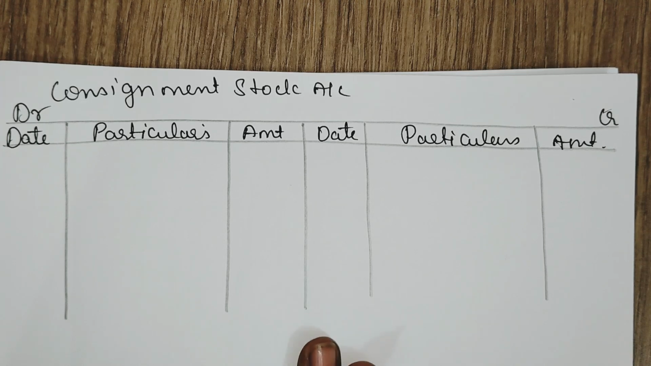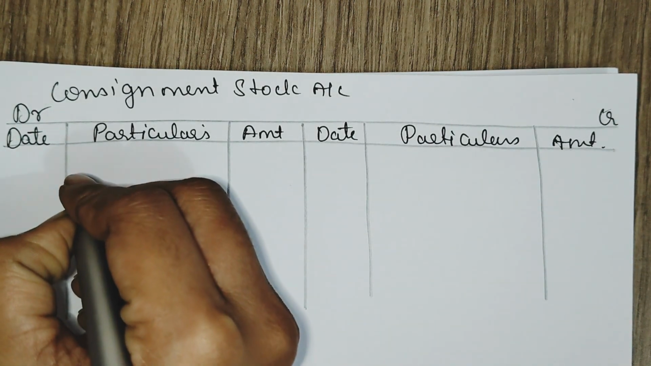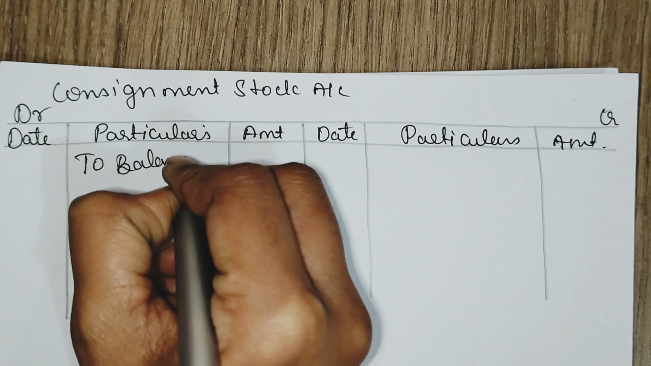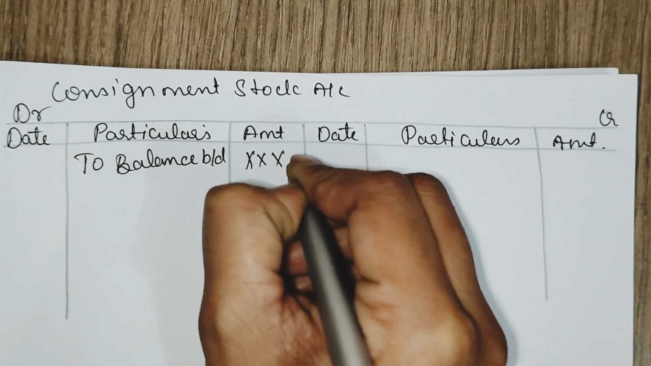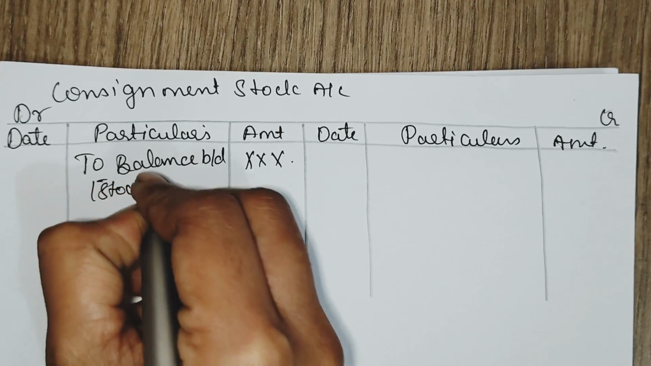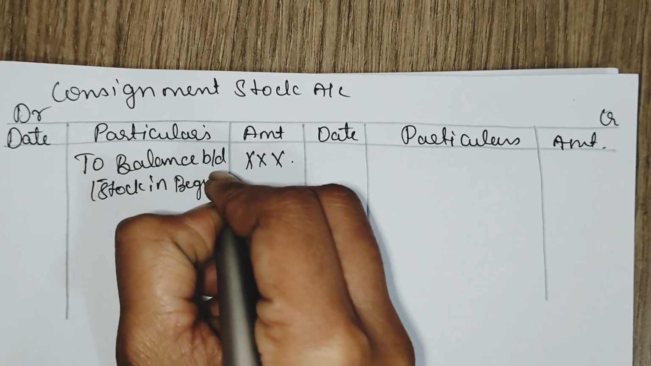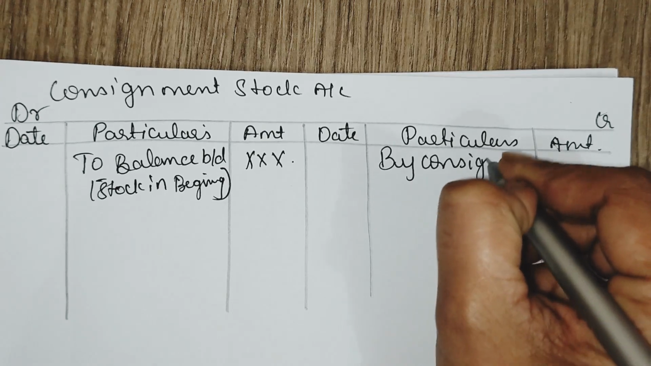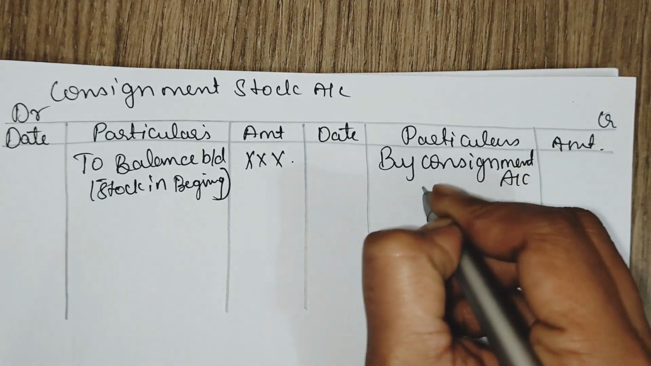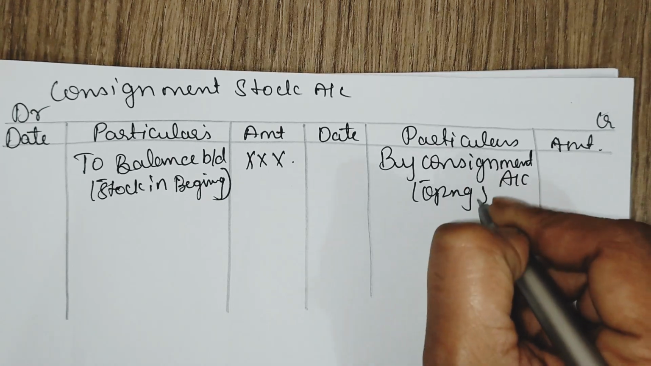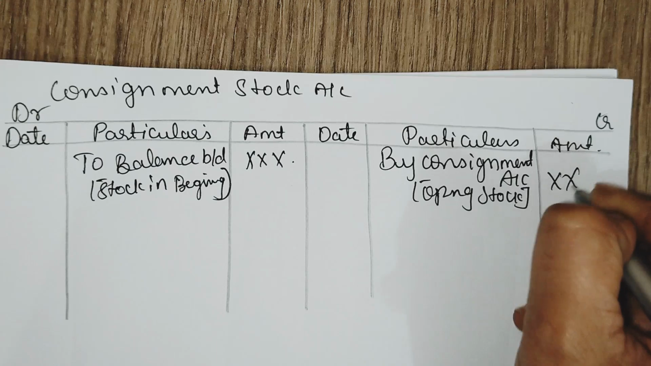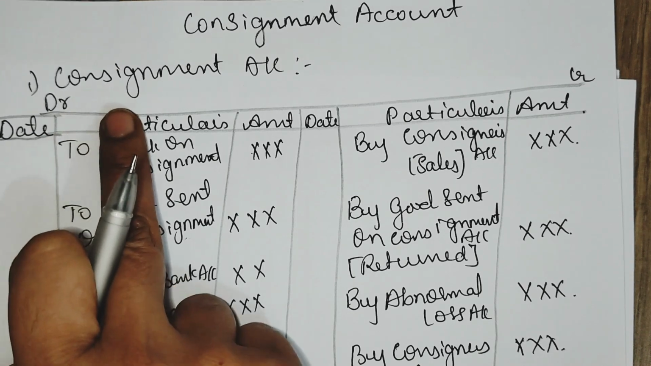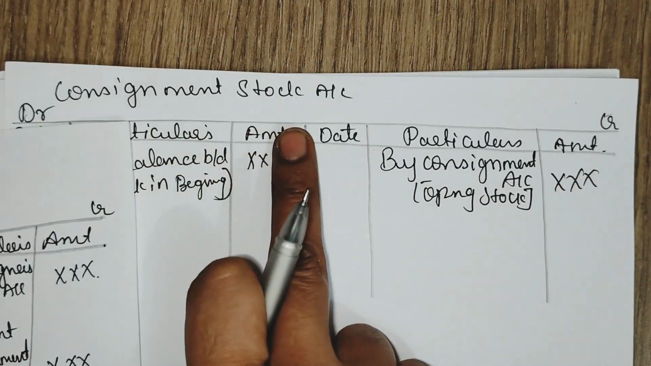Understand the account. Don't learn by heart. It is very easy. If you learn by heart, you will make mistakes. Consignment stock account. First, we are recording the opening balance, to balance brought down. This is the stock in the beginning, by consignment account. This is the opening stock. If you see here, we have debited stock on consignment account. This is opening stock. So we are crediting consignment account in consignment stock account.